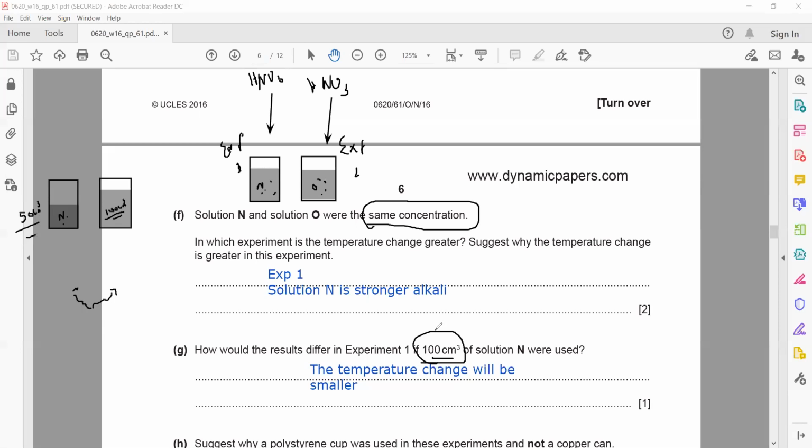If they say they double the concentration or increase the concentration, then you will mention that the temperature change will also increase. But when they are mentioning in the question that the volume is doubled for a solution, so the temperature change will be half. The relation between the volume of the solution and temperature change is inverse. If I use a large volume, I need a greater amount of heat energy. That's why the temperature change will decrease. Is it clear?